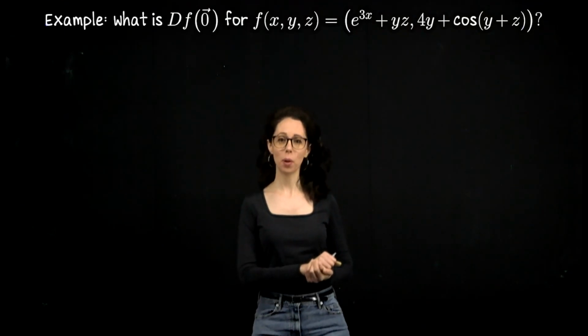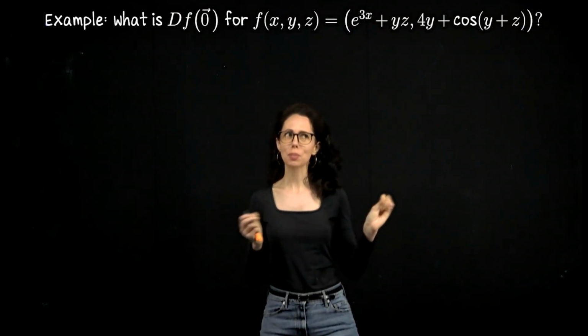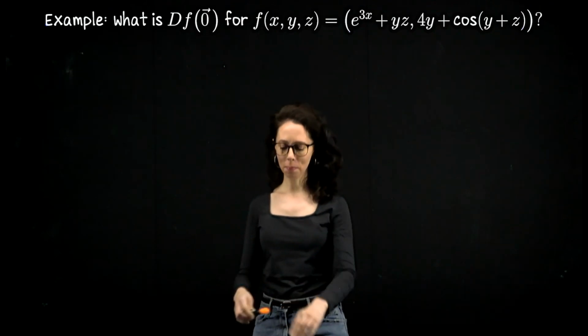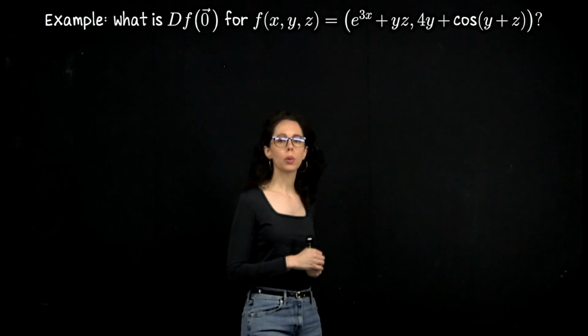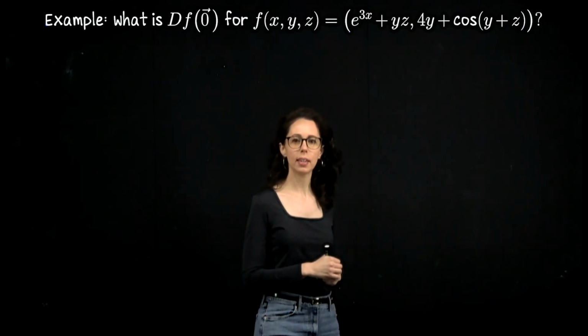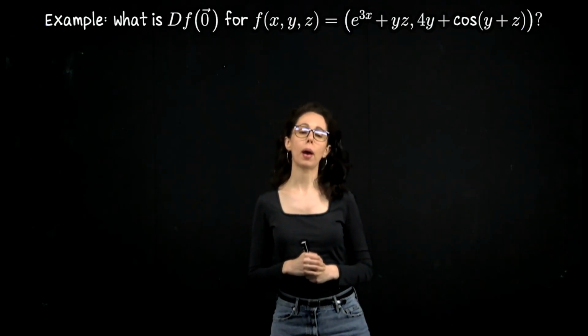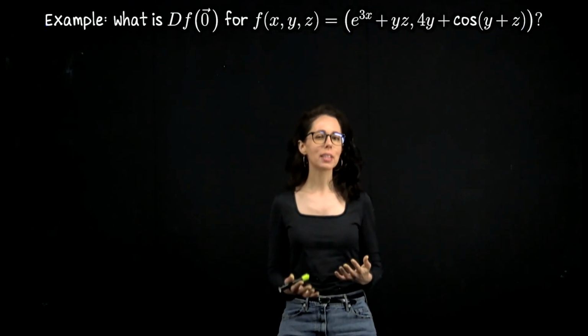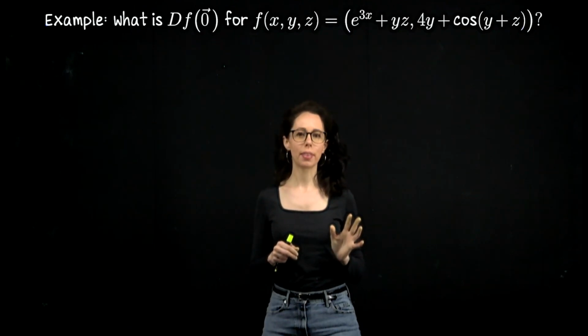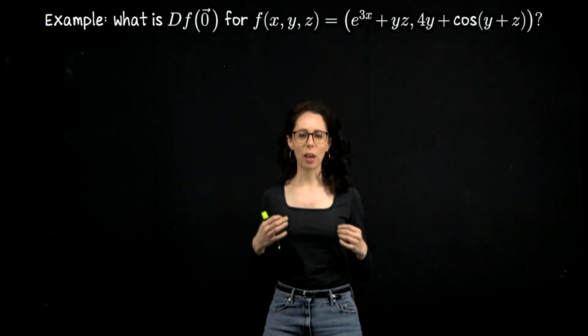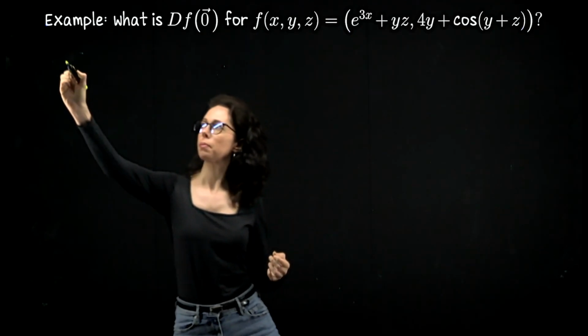Now that we know the form of a Jacobian matrix in general, let's just make sure we can do it for a specific example. So consider here this function f of x, y, and z equals e to the 3x plus yz, 4y plus cosine of y plus z. It's always a good idea to track dimensions. So I encourage you just to take a moment and think about what kind of function f is and what the shape of the Jacobian matrix should be.